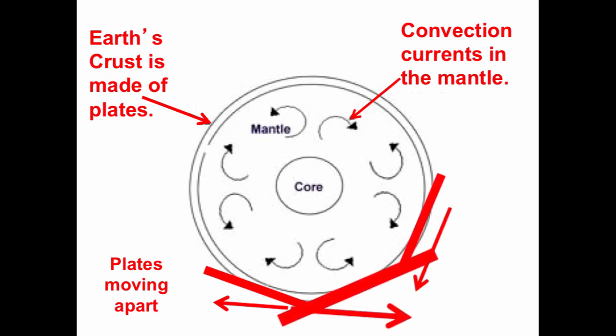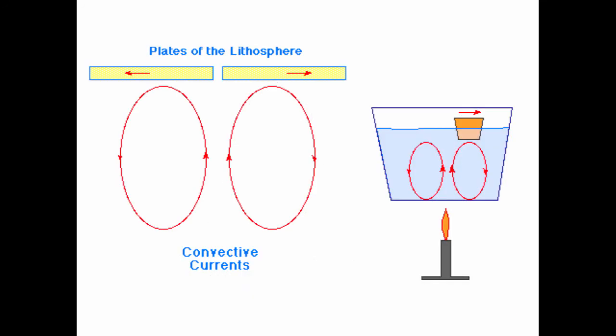So the reason why all the plates are moving, and still moving to this day, is because of convection currents that are occurring in the mantle. And it's because of that unequal heating in the core and that rising and falling of being less dense and more dense. Miss Wheelis is going to do a demo on convection.